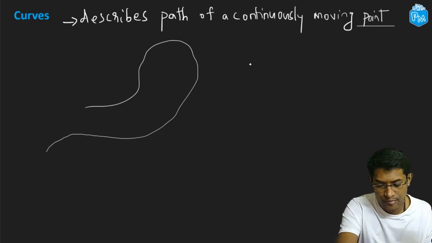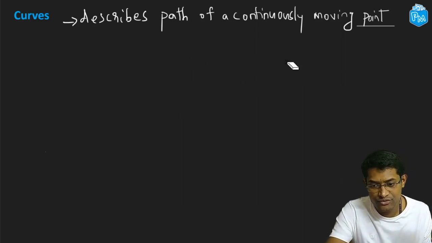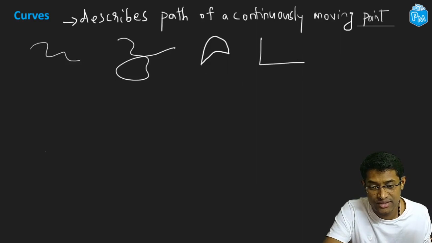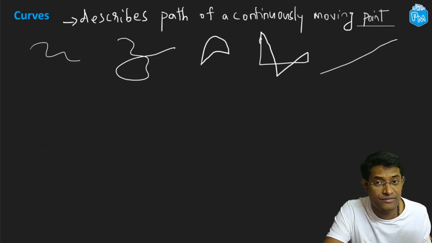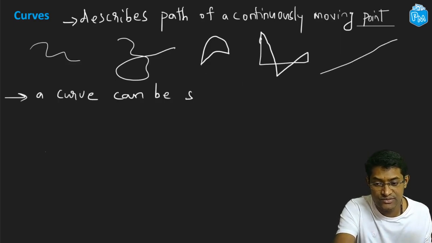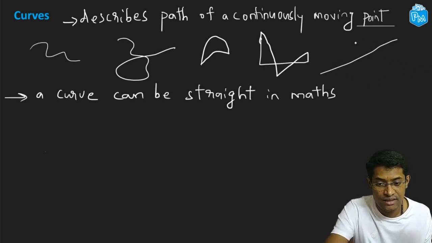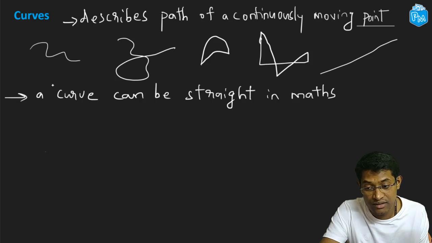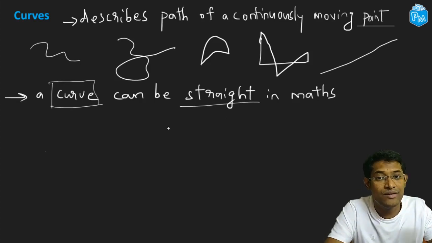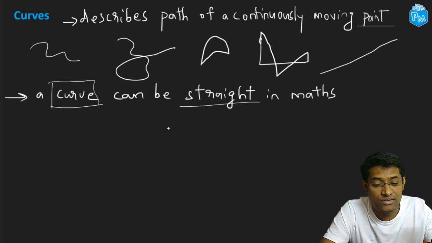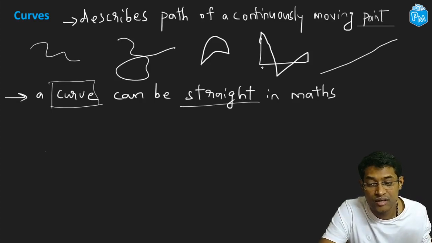All right, now let's draw a few curves. So I could draw it like this, like this, like this. These are all curves, right? They are all paths of continuously moving points. Now you can note over here you have a straight line as well. A curve in maths can be straight as well. In common usage we don't call a straight line a curve, but in maths even a straight line is a curve, because a straight line is also the path of a continuously moving point.